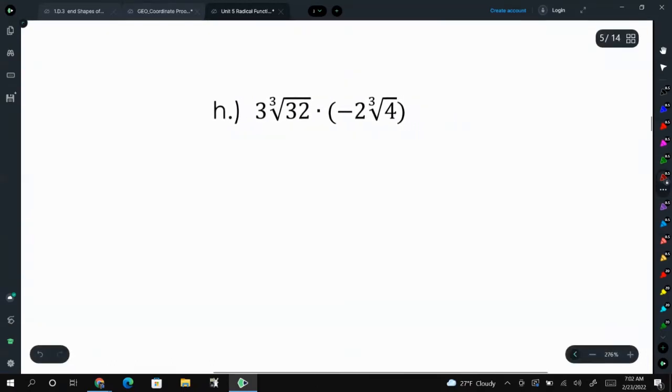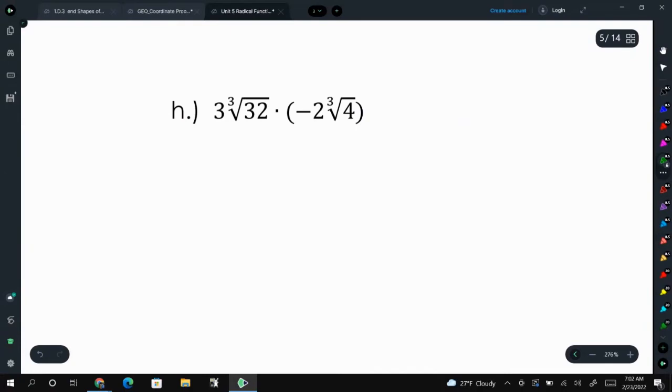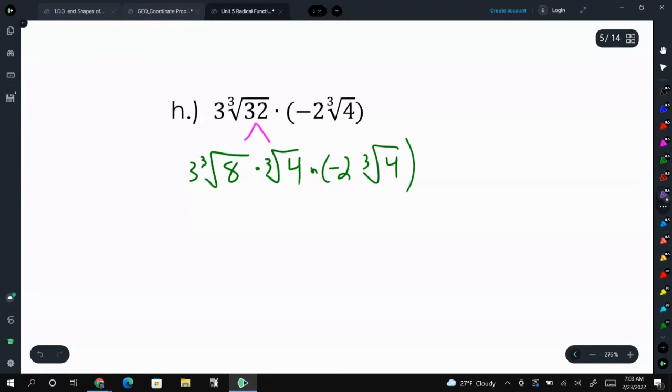Now the last one over here, we could multiply these numbers out, or we could break them up. I want to break this up first because the directions say without a calculator. So I'm going to make things simpler first and then combine things. This is going to be the third root of 8 times the third root of 4 times negative 2 times the third root of 4. So we're going to have 3 times the third root of 8 is 2 times the third root of 4 times negative 2 times the third root of 4.